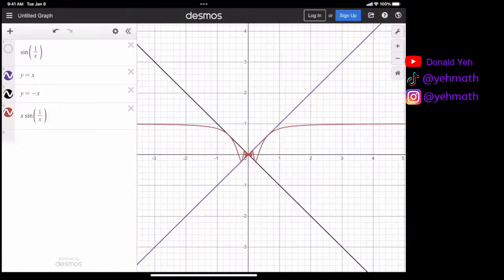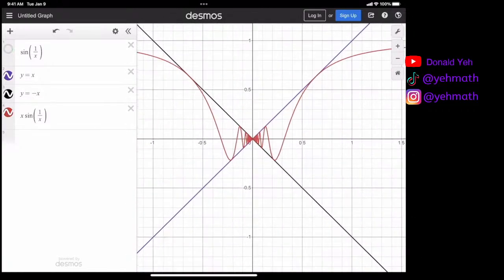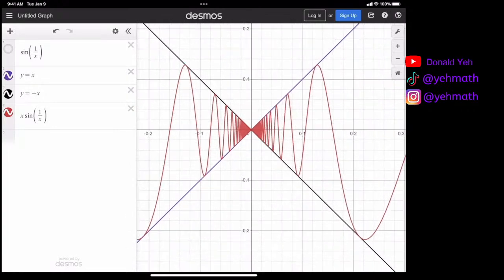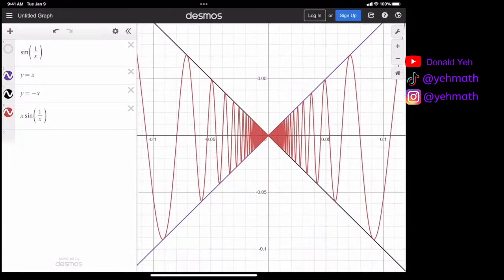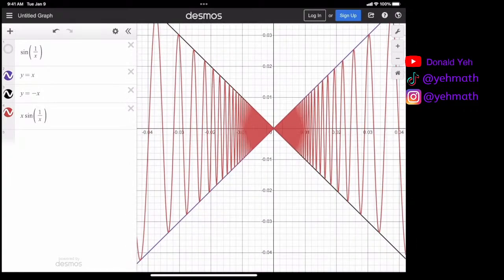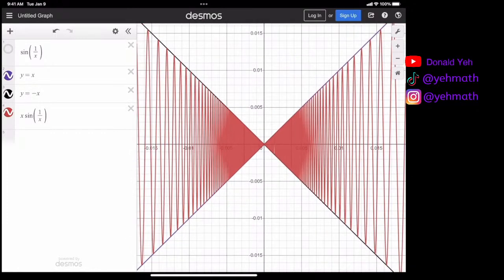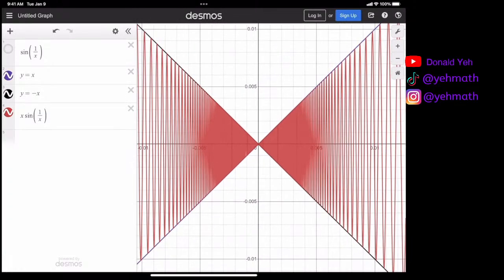Now we're going to see that this is bounced between two values. And they strictly follow that negative x and positive x. And they pretty much just squeeze the oscillation into a single value. Is that pretty interesting? It's squeezed into a single value. And what's interesting is this.